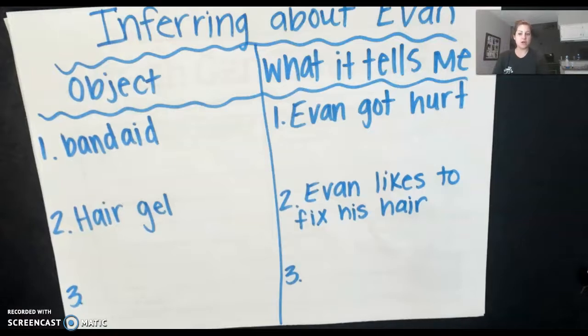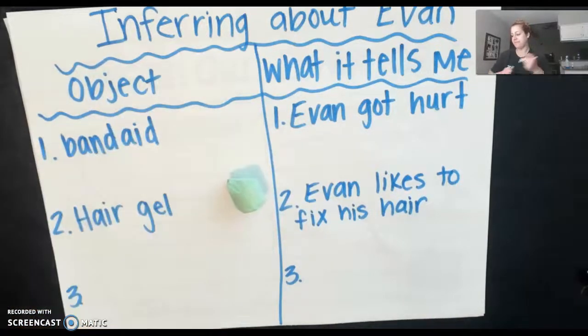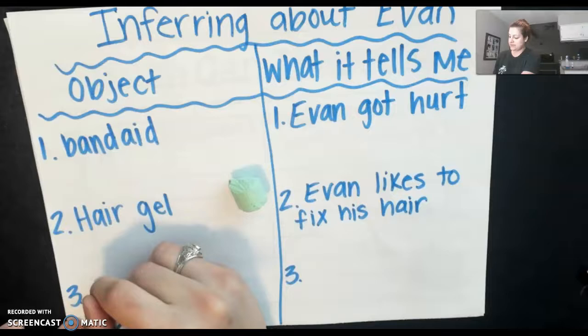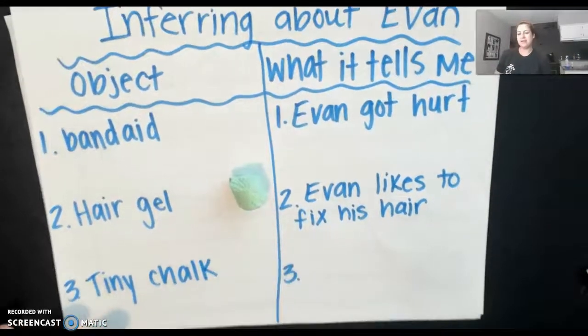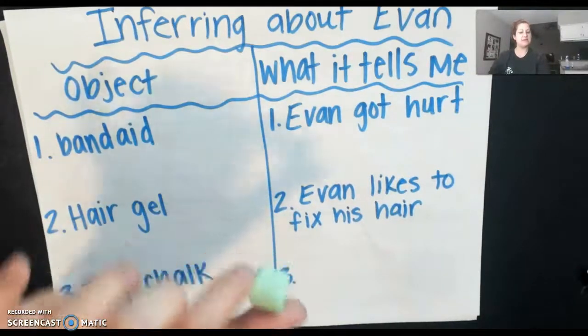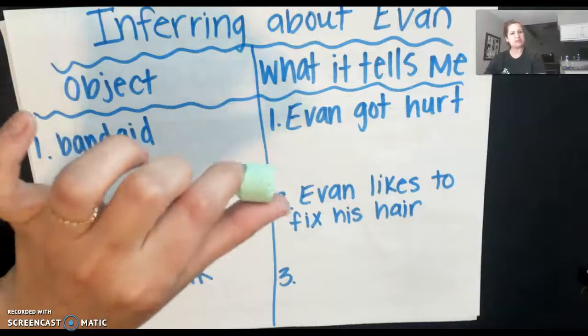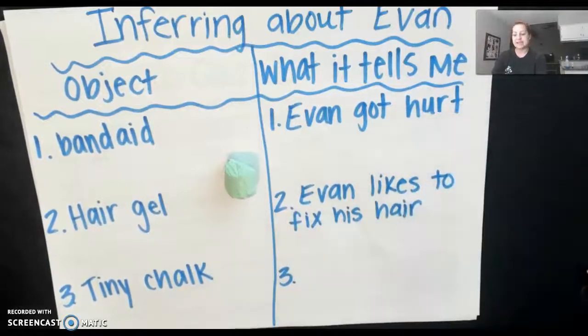One more object. My clue is a tiny piece of chalk. Tiny chalk. So let's talk about what we know about chalk. So when you buy chalk, it's about the size of a marker, right? It's not tiny like this. I want you to think, why would the chalk be so tiny like this? What happened? He used it. That's right.